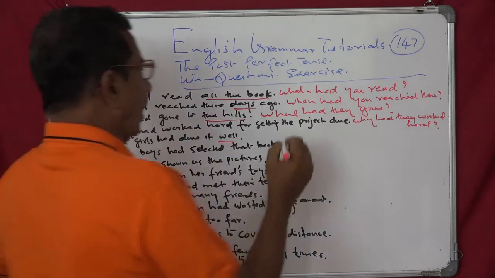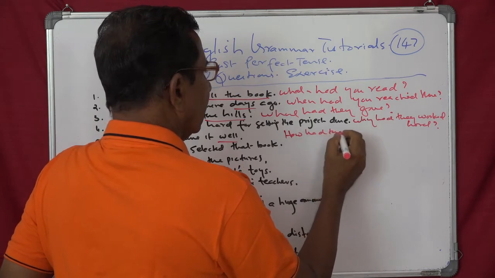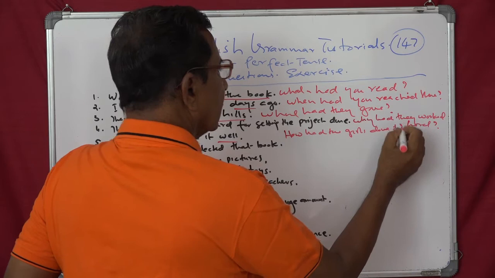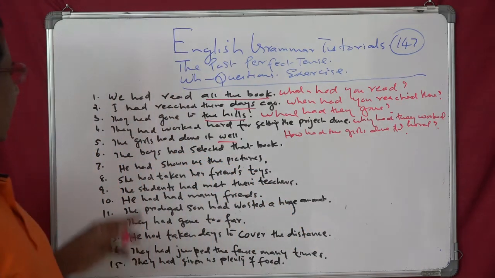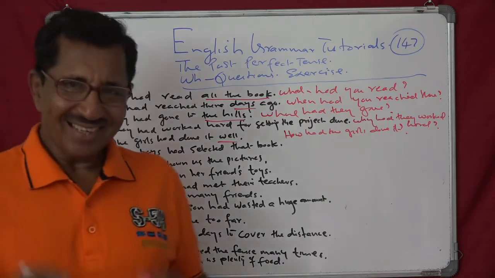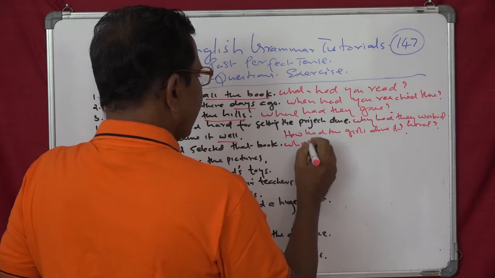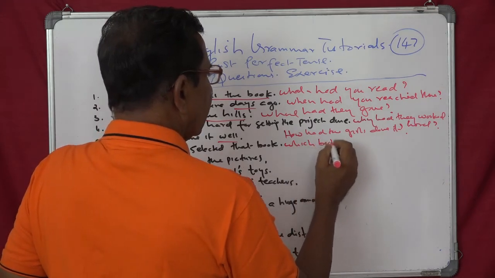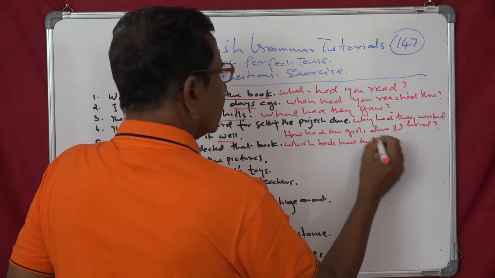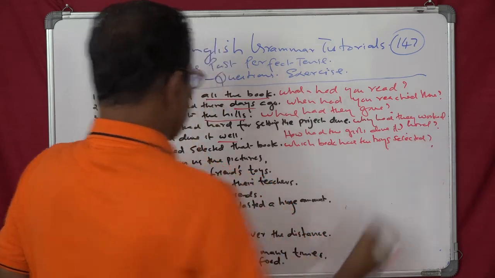So how had the girls done it? The answer will be, the girls had done it well. The boys had selected that book. Which book? Which book had the boys selected? Which book had the boys selected?